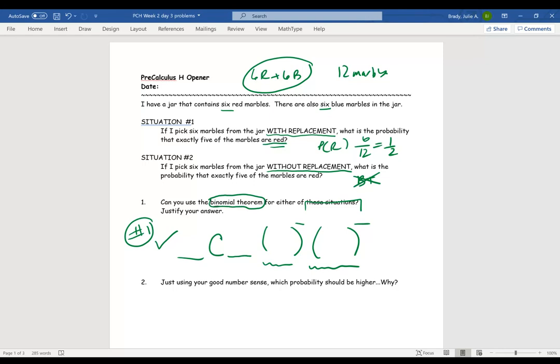Okay, so let's see the different pieces. For situation one, we want to get 5 red. So we know the 1/2 to get a red has to happen 5 times. And then it says we are drawing 6 marbles. So the chance of us getting a not red, or blue, is still 1/2, but that only has to happen 1 time.